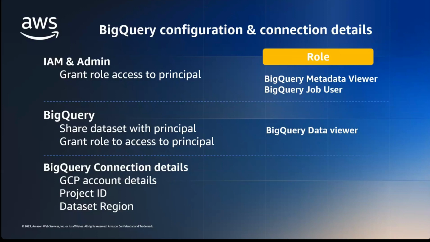And on the BigQuery side, you have to share the data set with the principal, right? And then grant role access to the principal, and the role that you need to grant access is the BigQuery data viewer. On the connection side, once you have these permissions set, you will need the GCP account details. If you have a service account or are connecting through your own ID, you will need that ID to connect to GCP. You will need the project ID and also the dataset region. So these are the connection details.